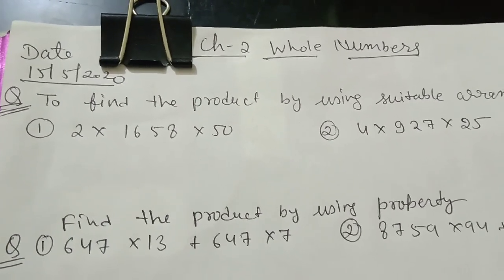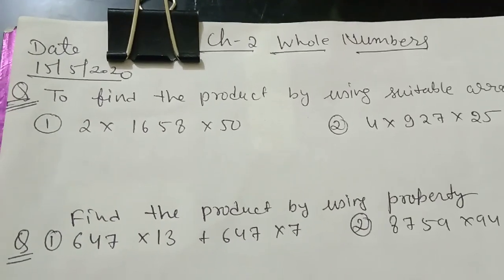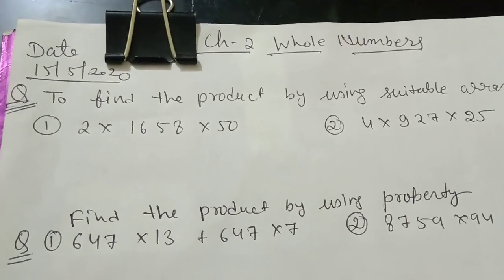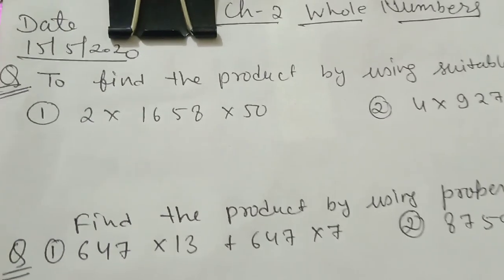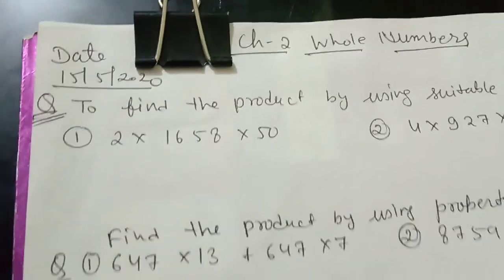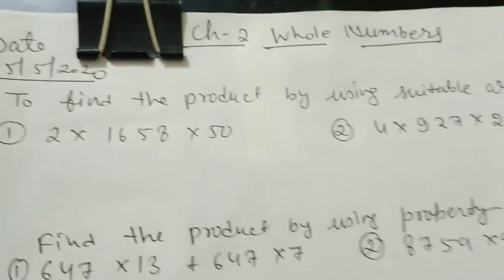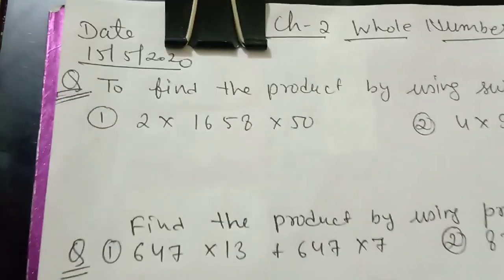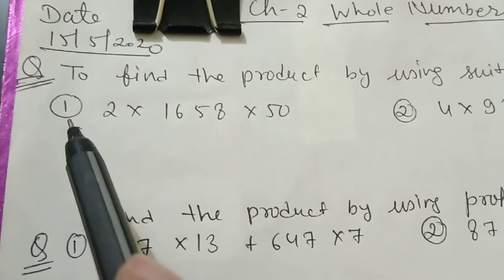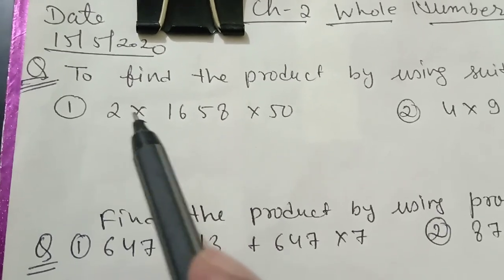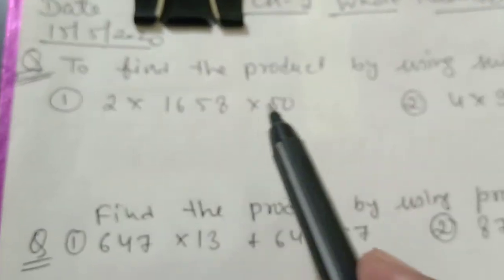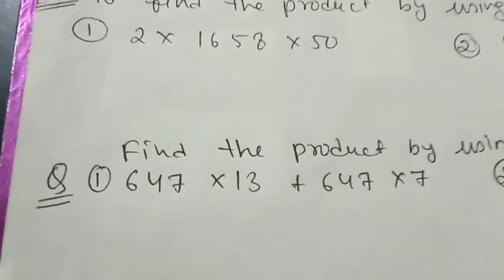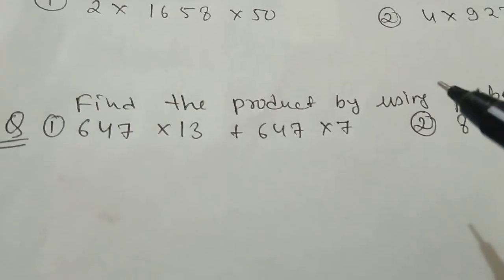It should not be written in your copy. It is just an example to help you understand. Now coming to question number 1, find the product by using suitable arrangements. You can see the question has been given. Question number 1: 2 into 1658 multiplied by 50. We have to multiply the given numbers.